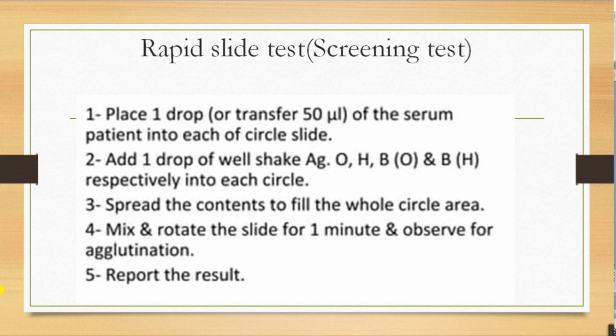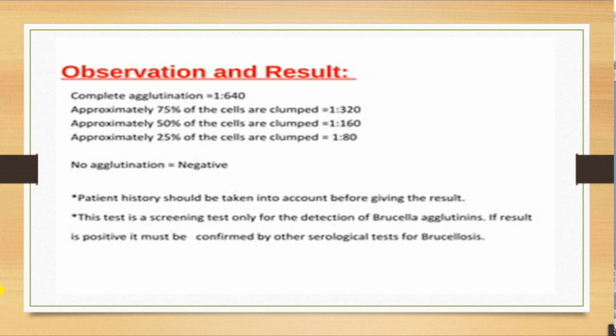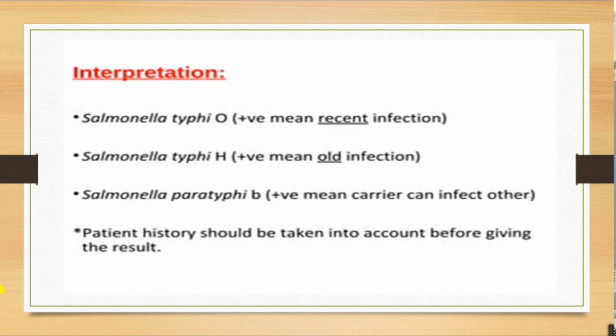If there is agglutination, you can report it as slide or rapid agglutination test positive. But in order to confirm the test, you should go for a tube agglutination of Salmonella. So you should go for a confirmatory test using a Widal reagent.